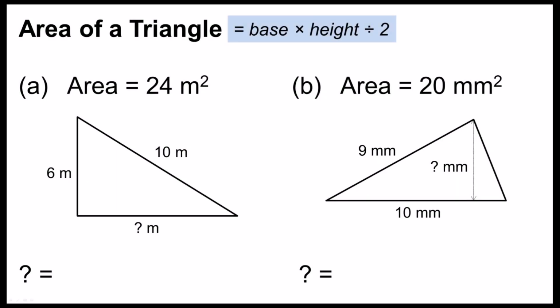In this video, we're going to have a look at finding a missing length given the area of a triangle. To do this, we need to know that the area of a triangle is given by base times height divided by 2.